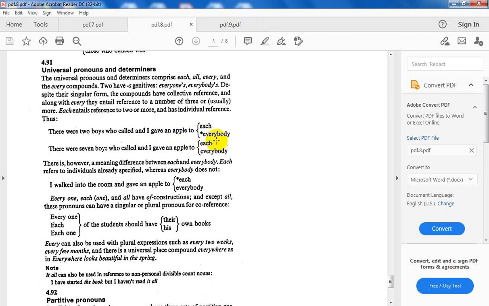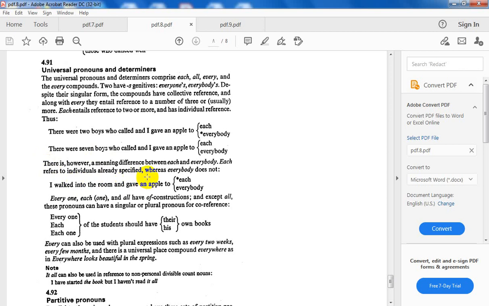Here we cannot use everybody because I gave two, so it is specified. Okay. There were 7 boys who called and I gave an apple to each. So you can say to each and to everybody, and that is okay, because boys is used for two and more.